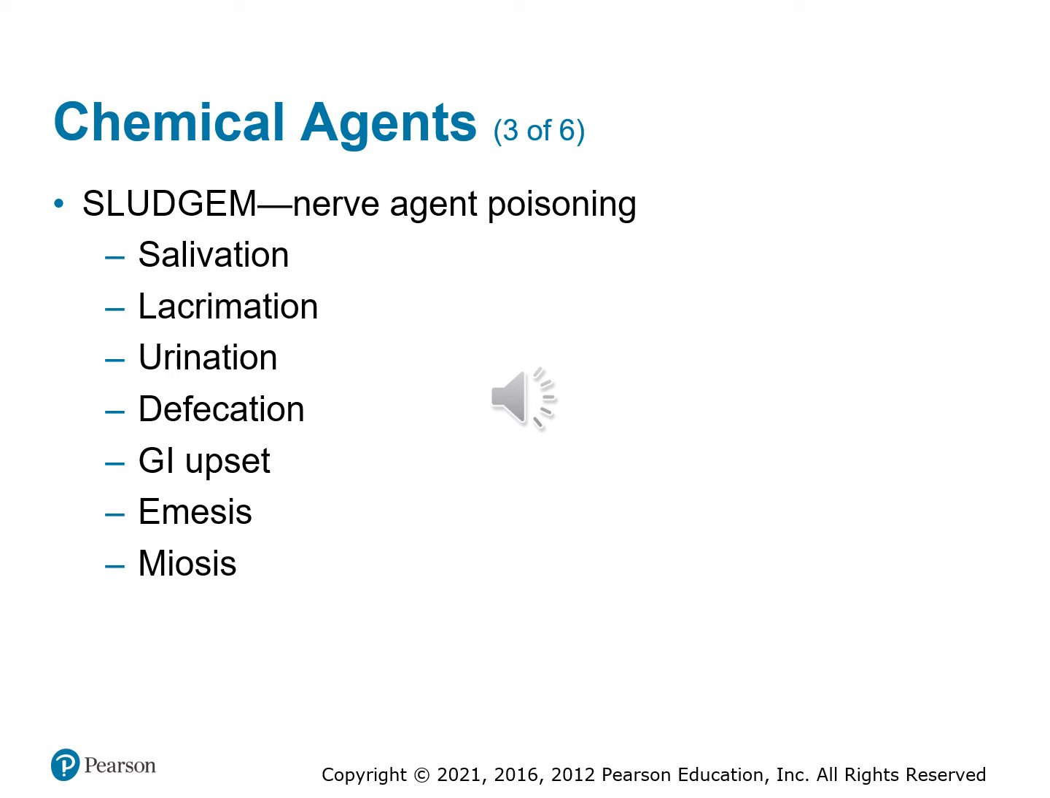SLUDGEM is going to be the mnemonic used to remember the signs and symptoms of nerve agent poisoning, because these nerve agents are going to have an action on the parasympathetic nervous system. So you have salivation, lacrimation, urination, defecation, GI upset, emesis, and miosis. Miosis is going to be an abnormal contraction of the pupils.